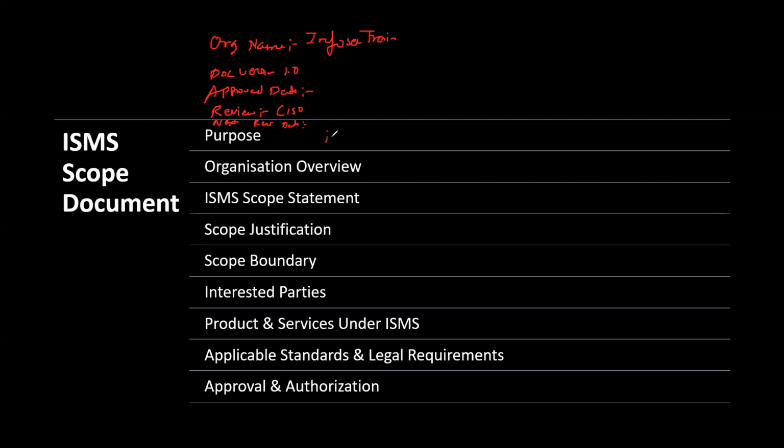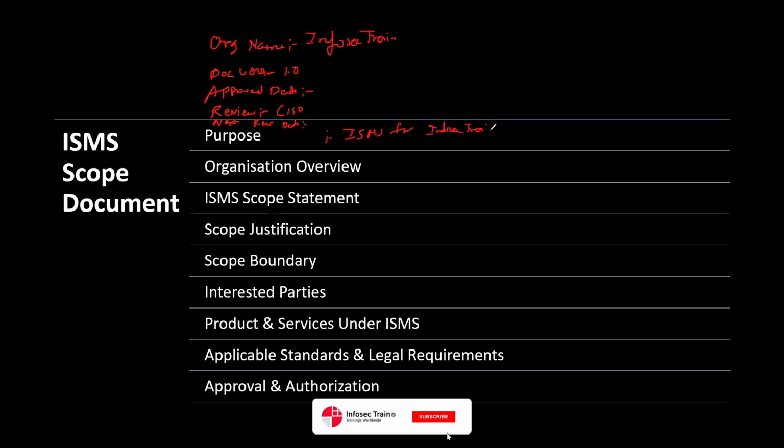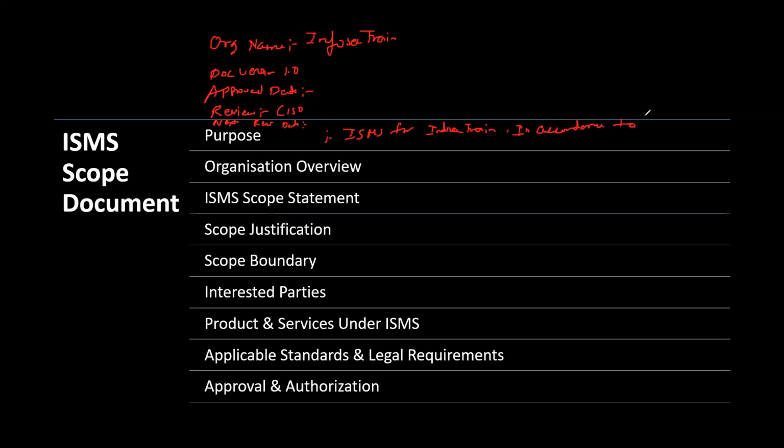On the next page, what is the purpose of this scope? What is this document talking about? This document is talking about the fact that we are following the ISMS standard for InfosecTrain. Why? In accordance with the requirement standard, which is your 27001.